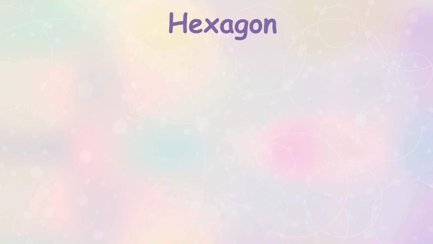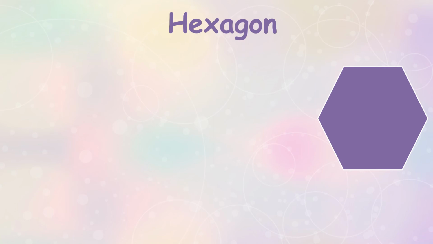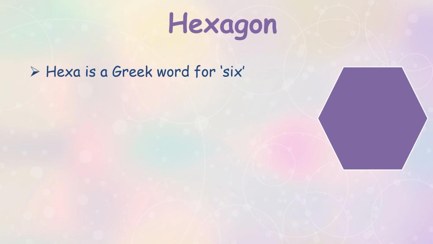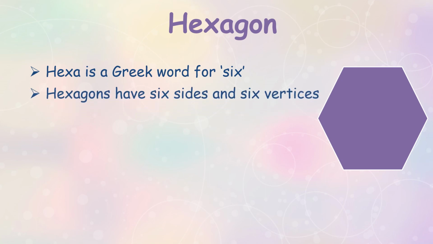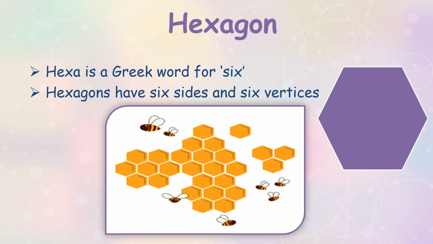Next we have hexagon. Look carefully at this shape and count its sides. You can see it has one more side than a pentagon. It is called a hexagon because hexa is a Greek word for six. It also has six sides and six vertices. Have you seen the cells in a honeybee hive? They are all in hexagon shape.